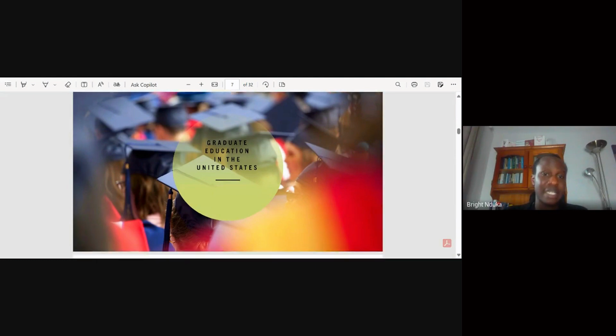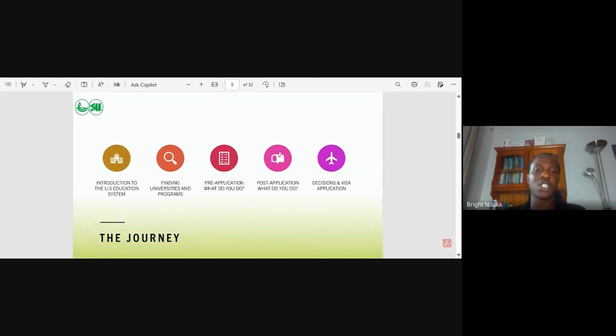Now, let's look at the United States. We'll be doing some comparison between the United Kingdom and the United States. So, graduate opportunity in the United States. Basically, what is the journey like? First, I would introduce us to the United States education system, and then I would speak about how to find universities and how to find programs, because the United States is very deep, very broad, very complex to navigate for graduate programs compared to the United Kingdom. The United Kingdom is very straightforward, to a large extent easy, but the United States of America is very complex.